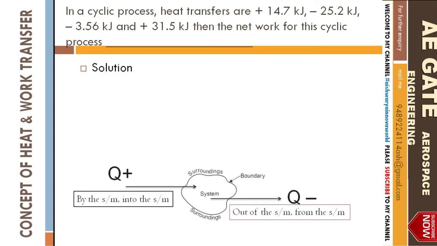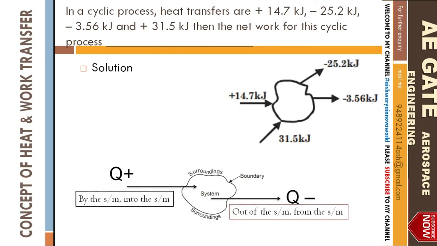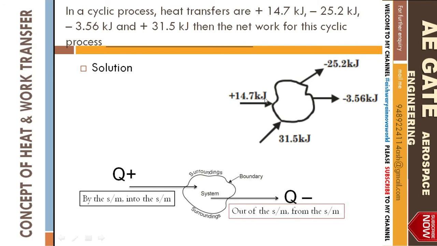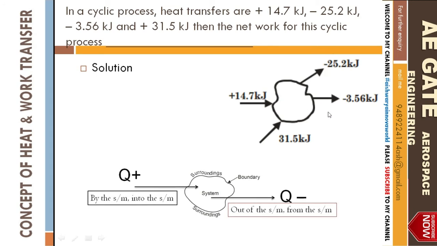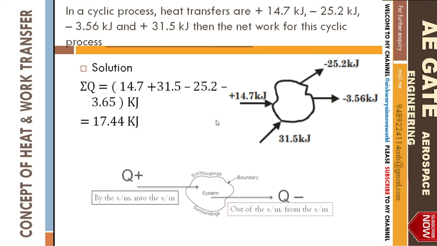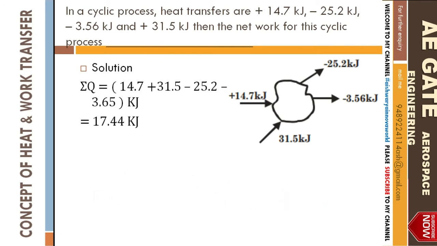First, when they give the negative sign, you better see the diagram. When it is positive, your symbol will be like that. When it is negative, your symbol is going outside, outside, inside. So now you know the summation of heat transfer. You just sum up all the values, that is Q1, Q2, Q3, Q4, and you get 17.44 kilojoule.